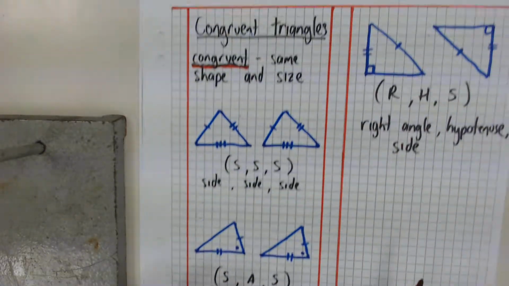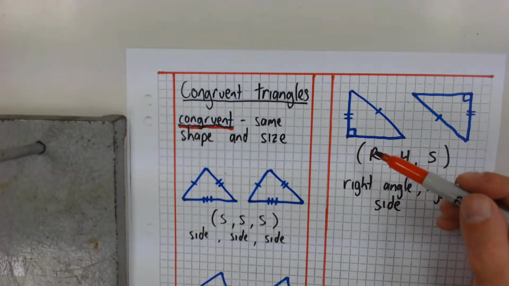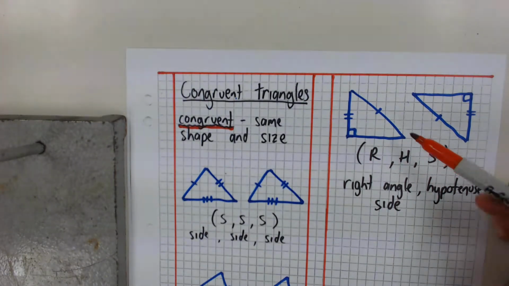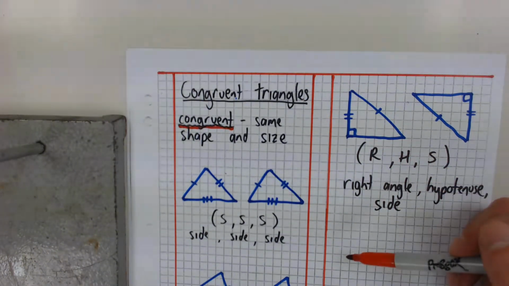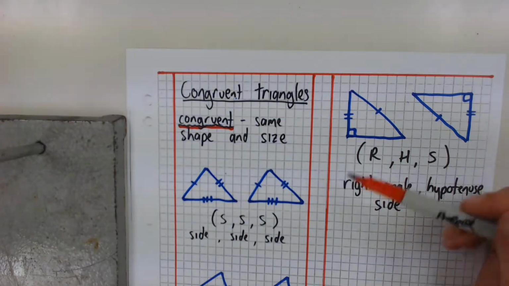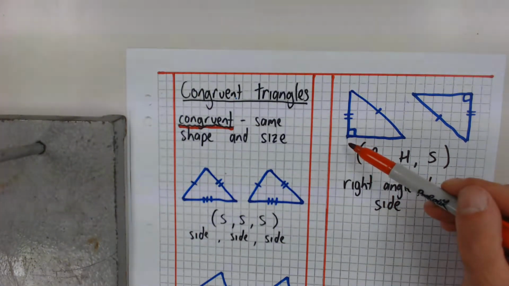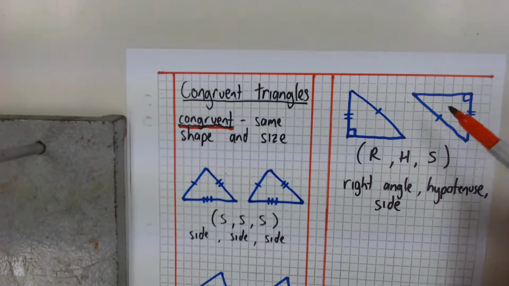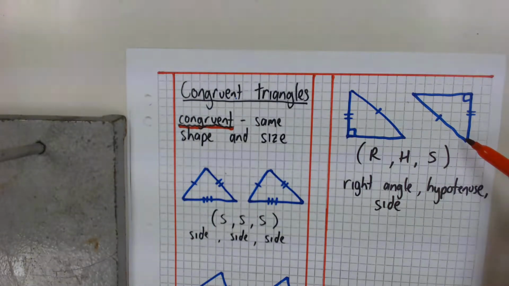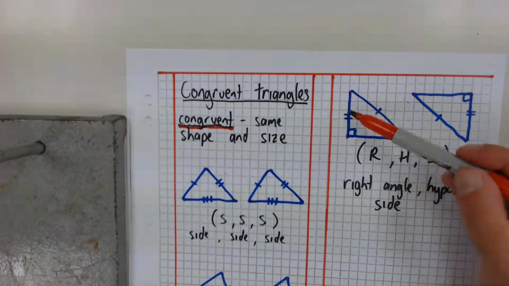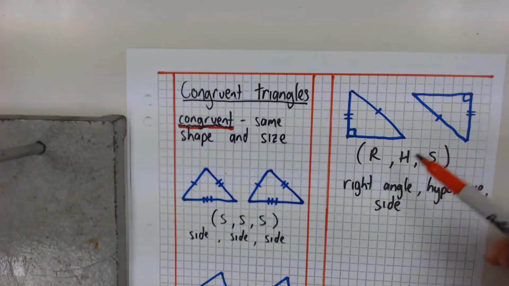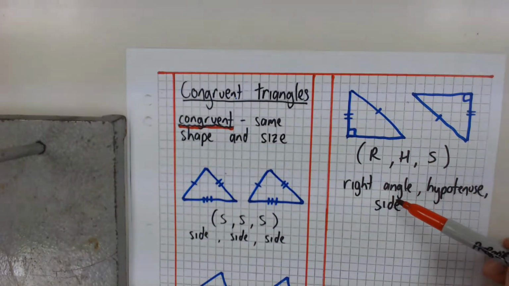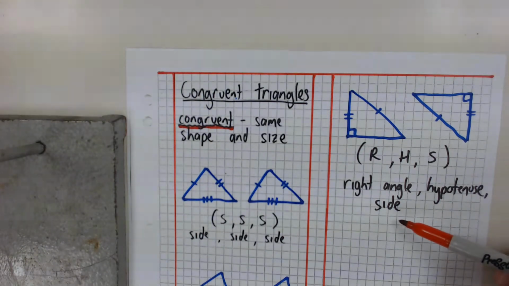The fourth and final test for congruence involves a right angle triangle. Again, one's slightly flipped from the other, but again we have 3 bits of information. The first bit of information is the right angle in the left-hand corner of our first triangle. Again, there's a right angle in the top right-hand corner of our second triangle. You can see also that the hypotenuse in both of these triangles is the same length, and so is another pair of sides in those triangles, giving us RHS for a right angle, a hypotenuse, and a side.